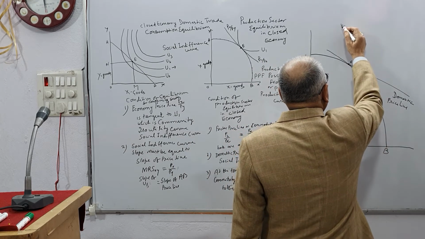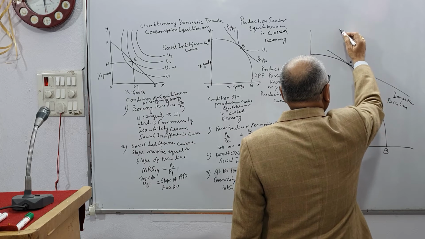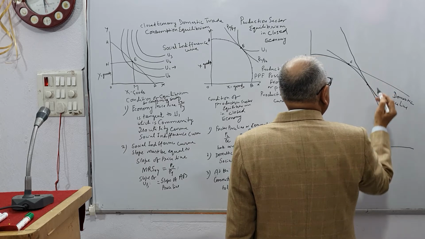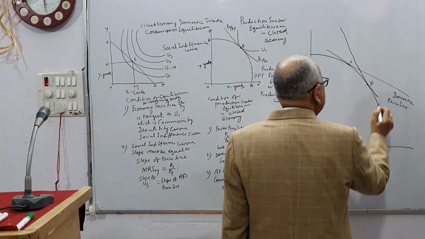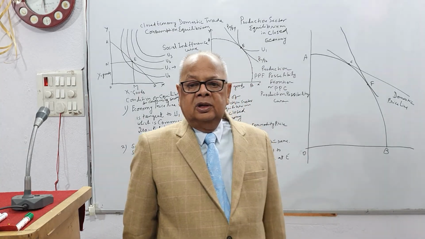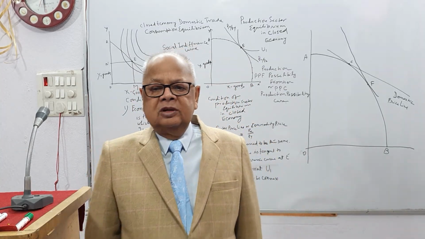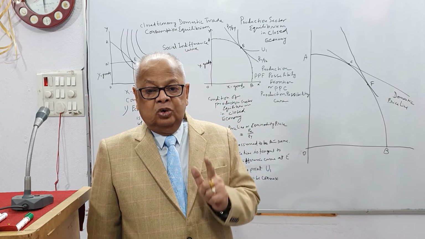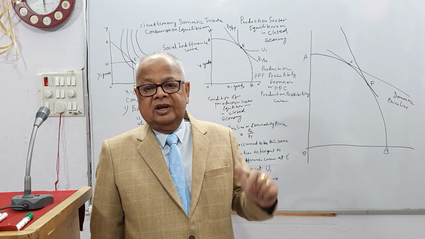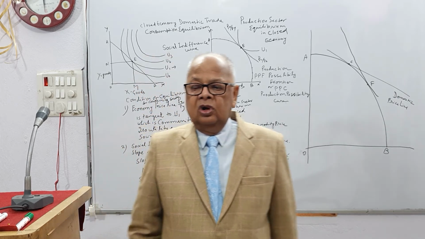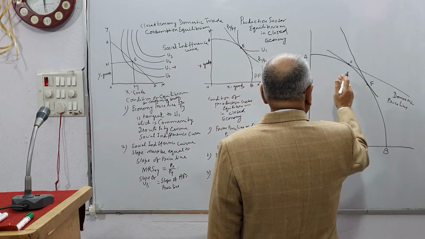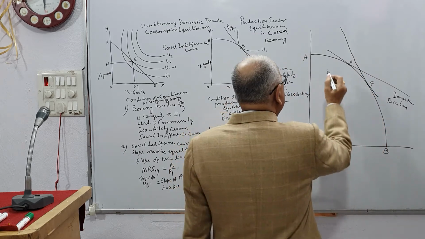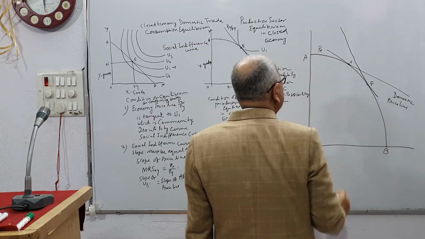And there is a line which is tangent to this place. This point is known as F point. At F point, the production possibility curve is there, but the price line will change. The domestic price line will change into the international price line. This is all closed economy. This is closed economy at point E, because this is the domestic price line, PD.